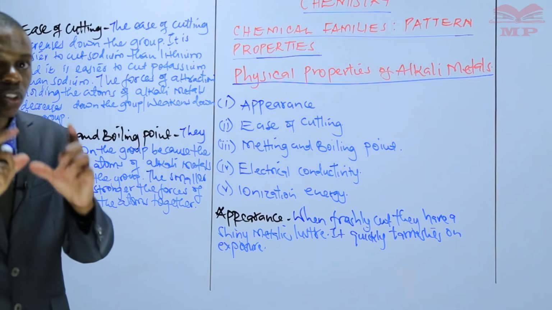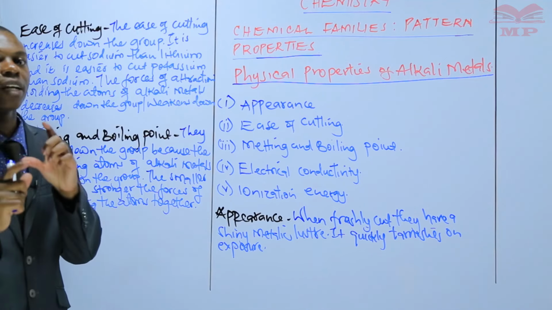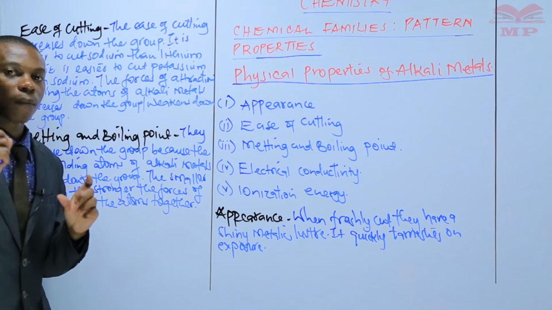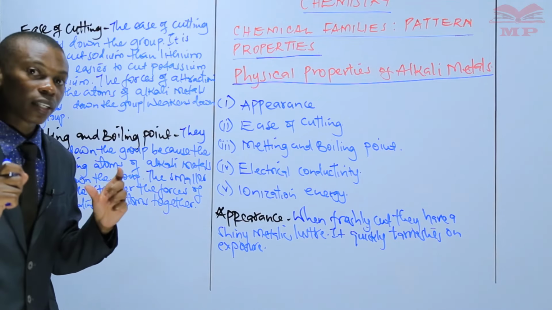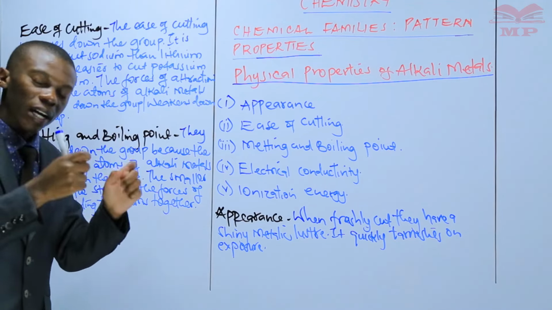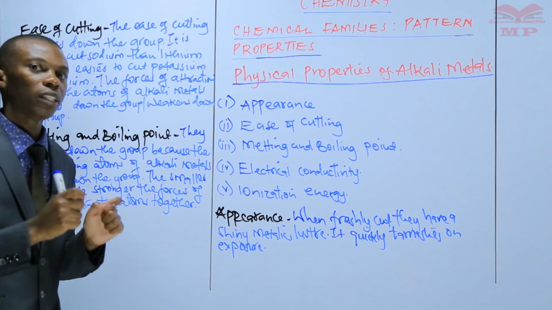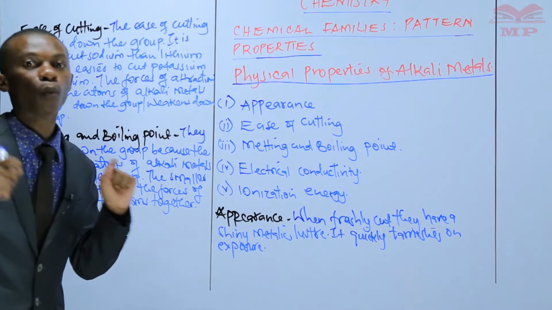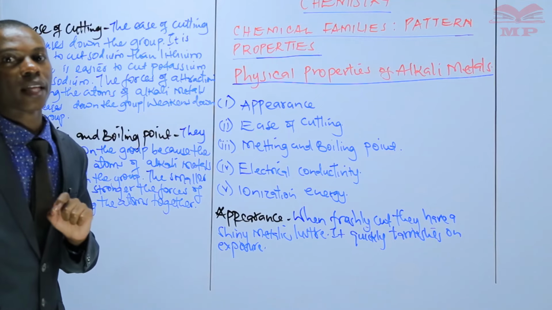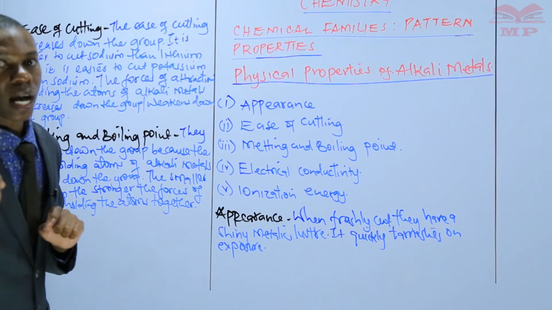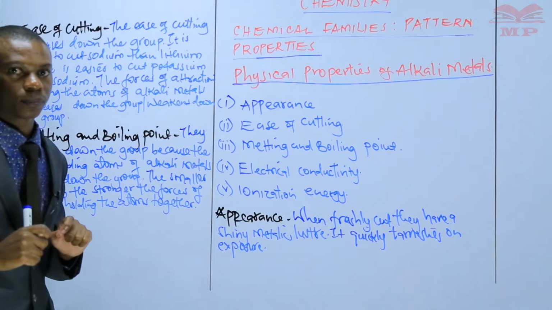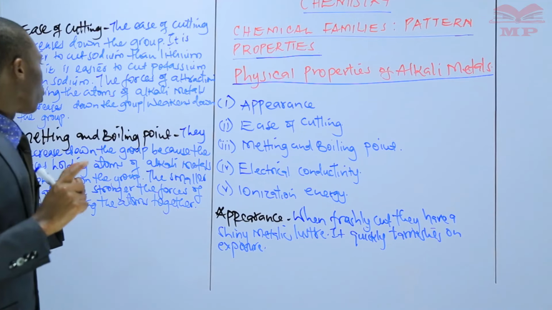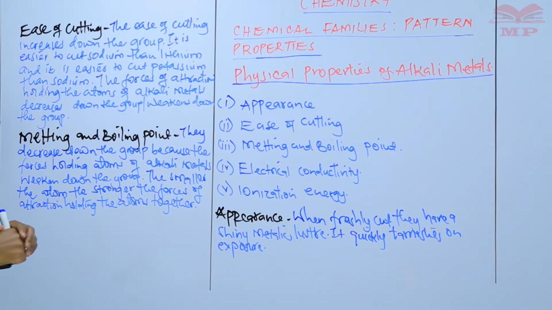And these forces of attraction are the ones which determine the melting and boiling point. Therefore, if they are stronger in a certain atom, then it means that there will be a high melting and boiling point in that atom compared to the atom where the forces of attraction are weaker. That is about the melting and boiling point.